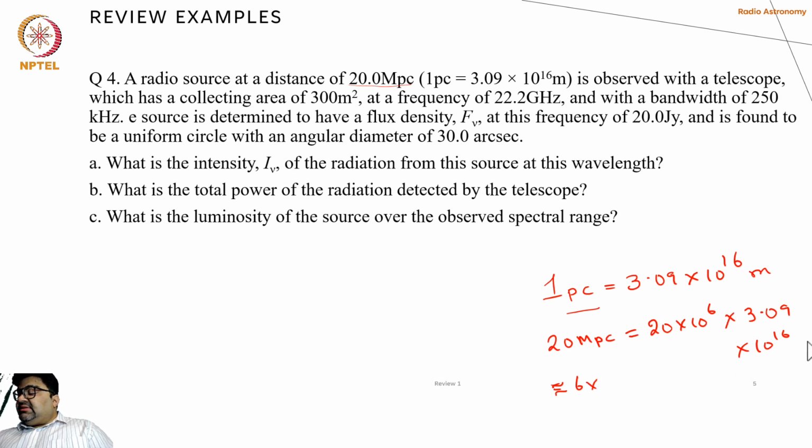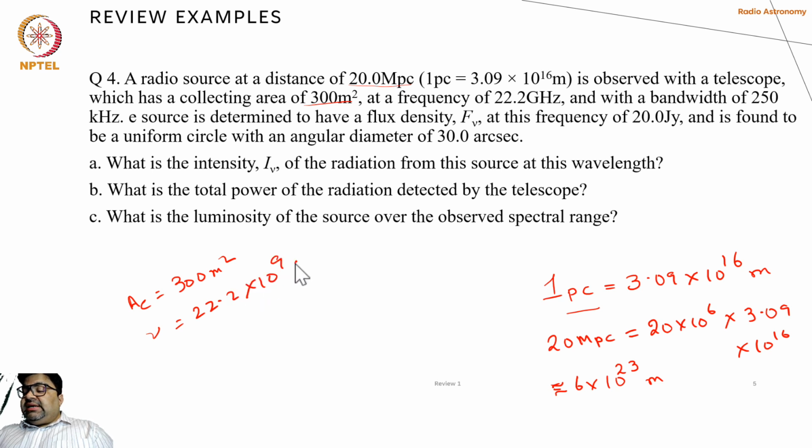10 to the power 23 in meter scale. That's the distance. It's observed by a telescope having a collecting area of 300 meters square. That's given over here. The frequency is given by 22.2 gigahertz, so 10 to the power 9 hertz, and a bandwidth of 250 kilohertz.